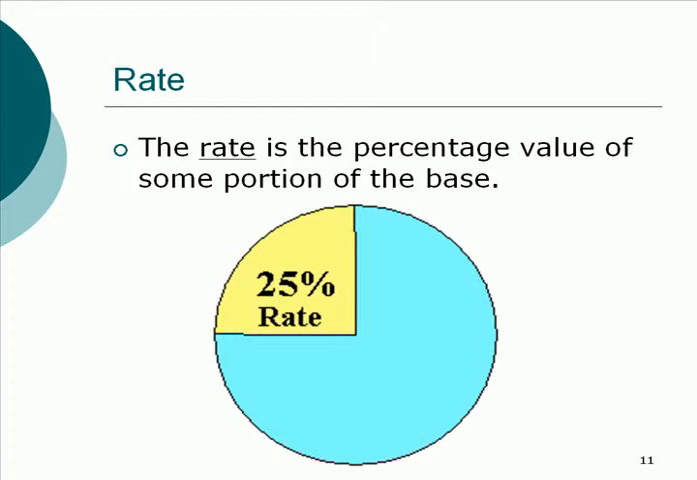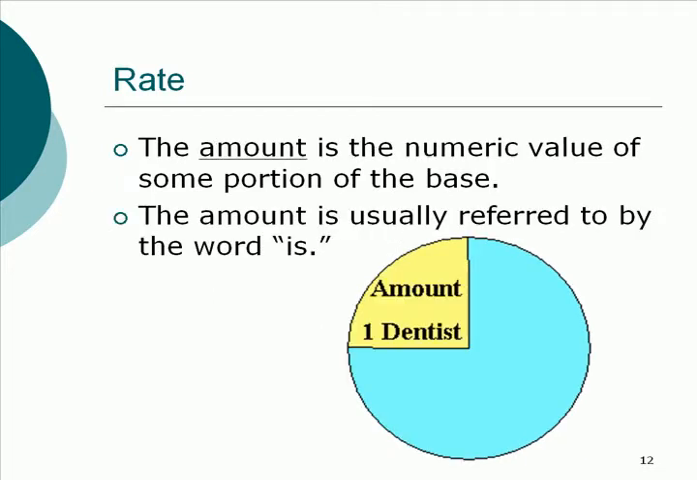Now, your rate is the percentage of that base that we're dealing with. And rate is easy to spot because it's always got the percent sign by it. That's the easiest one to identify. Your rate is always some part of the base. I accidentally have rate up there in the top left corner. I see now, a little too late to change it. But the amount is the numeric value that the rate represents. So in this case, the 25% of our 4 dentists is 1 dentist.